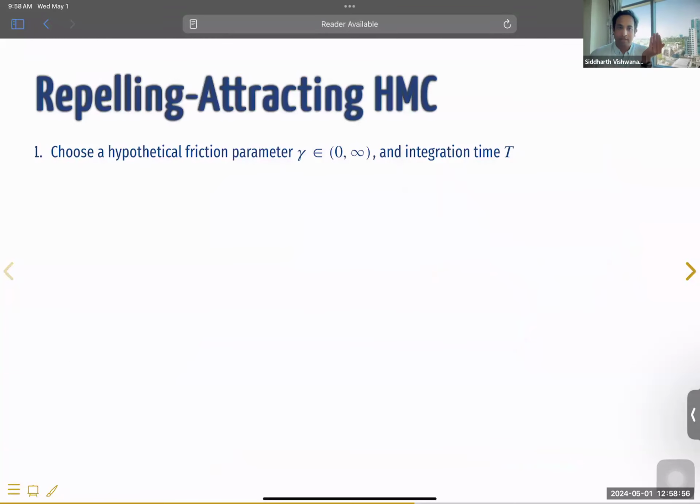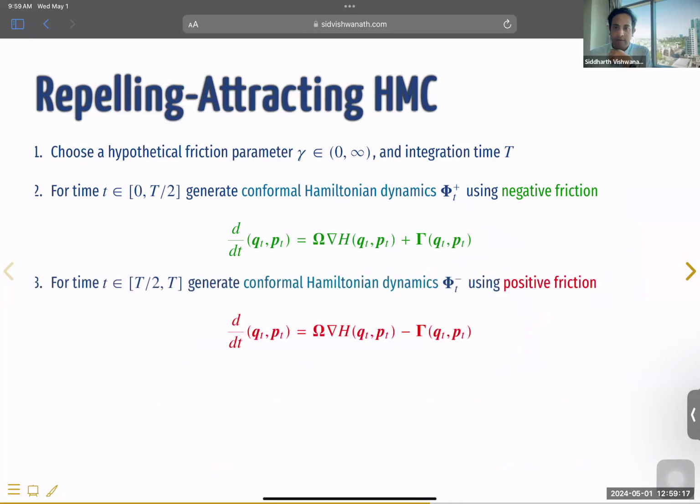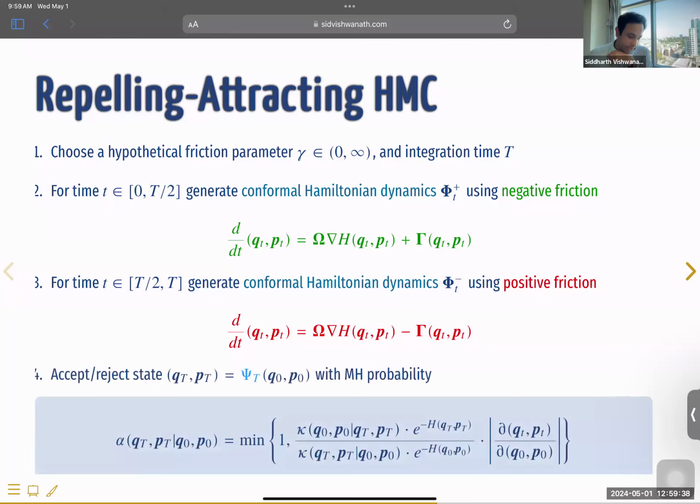So our proposal is to combine these two types of dynamics. We choose a friction parameter gamma and a friction time t, and for the first half, we generate dynamics through negative friction, so your modes become repelling states. Then for the second half, we flip the sign of friction, which is the conventional friction that we all know. This simulates attracting dynamics where the modes become attracting states. You do this for the first and second half, and then you accept or reject with the usual Metropolis probability: the ratio of the transition kernels, the ratio of the target densities at time t and time zero, and then the Jacobian correction.